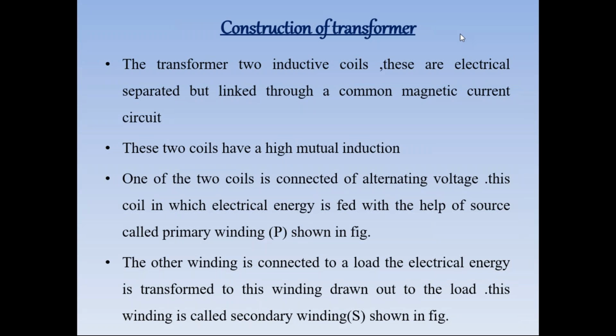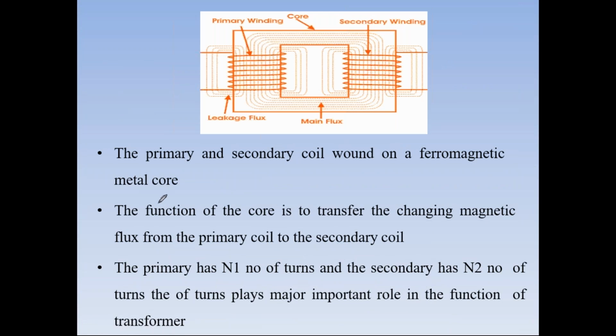See here, the transformer has two inductive coils. These are electrically separated but linked through a common magnetic circuit. If you want to write any information regarding a transformer, you have to write this point: the transformer has two coils, electrically isolated and magnetically coupled. Let me draw the diagram so you can understand.